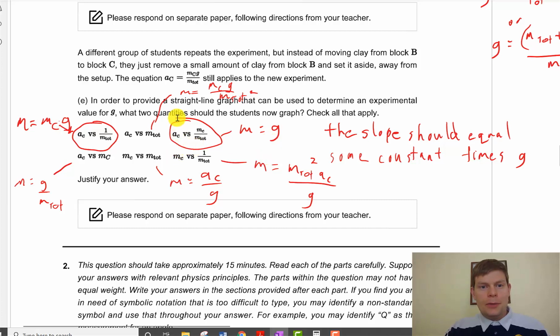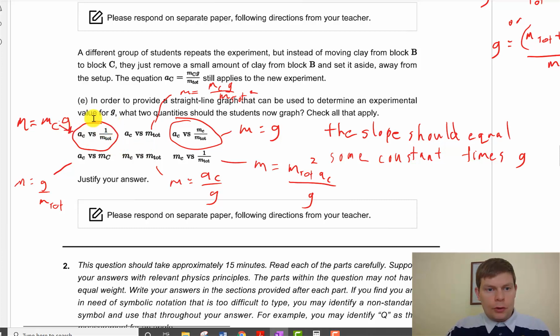If this is our formula, we basically want the slope to not include a_C or m total. These are the only two that do that. In this case, our slope is equal to g. If we do a_C divided by m_C divided by m total, that just equals g. So we just divide this junk from a_C, we're left with g. So it's perfect. Find the slope, we're done. It's the acceleration of gravity.